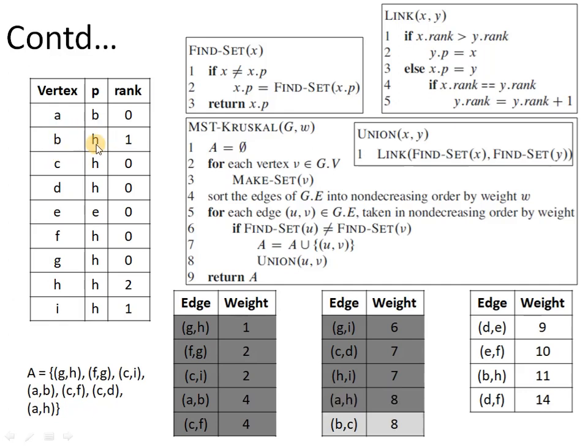And then we have BC. So B and C, they both belong to the same set. Discard it. Then we have DE. So D and E, they both belong to different sets. So we will combine them and also keep the edge. So we have kept the edge DE, and we have updated the representative corresponding to E to H.